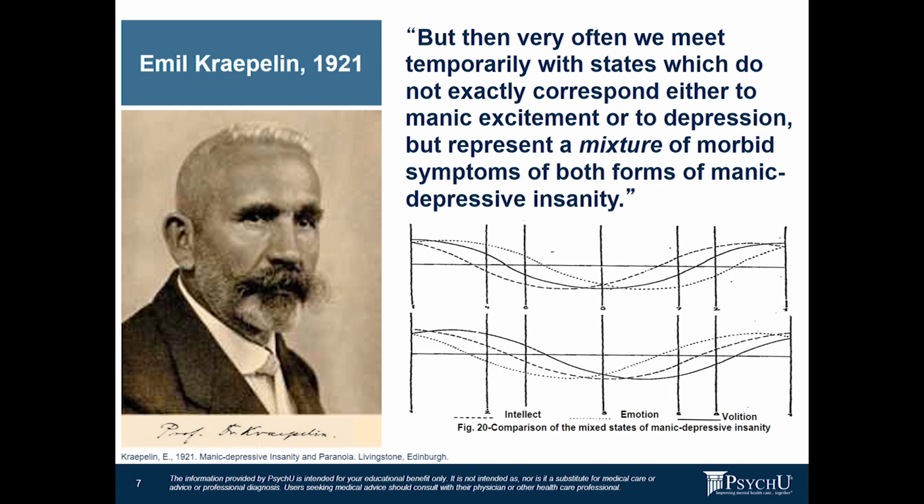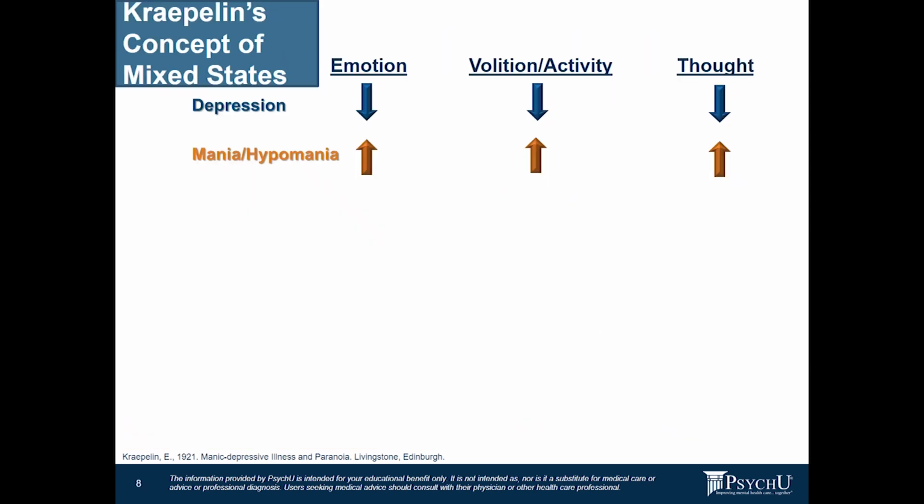And in the next slide, we'll see how he divides those up. Again, these are our three domains or dimensions: emotion or affect, volition or motoric activity, and thought process or cognition. And what you see initially here are what we tend to think of classically as the orthodox pure states. So in a pure depression, emotion or affect is decreased, volition or goal-directed behavior is decreased, and thought activity is decreased. In mania or hypomania, those three dimensions are all increased or activated.